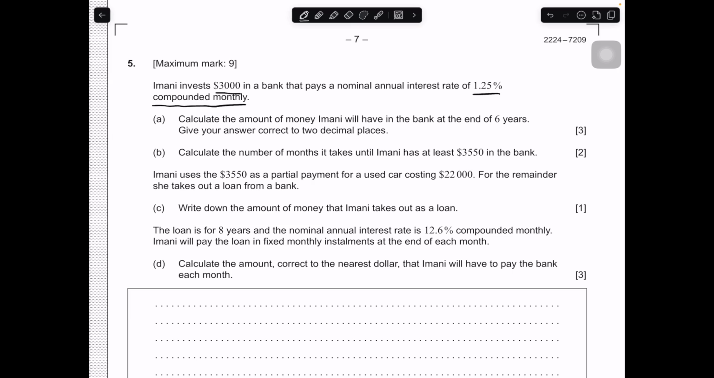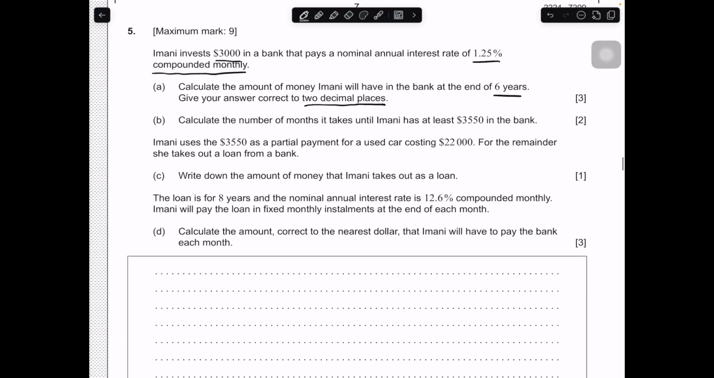Calculate the amount of money Imani will have in the bank at the end of 6 years. Give your answer to 2 decimal places. Okay. So we have someone taking a certain amount of money, putting it in the bank, which pays out interest at a monthly rate, and we're asked to find how much money we'll have at the end of a certain amount of time. So this is a straightforward compound interest problem.